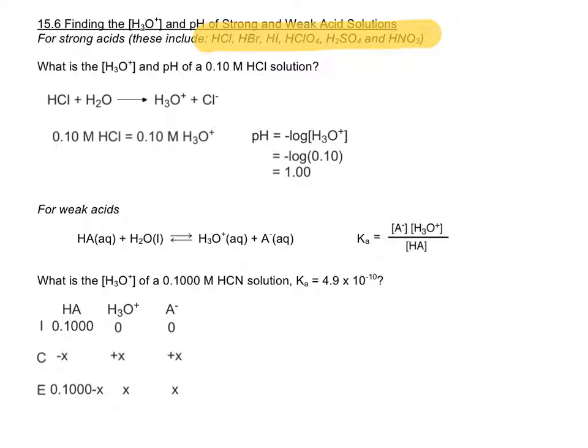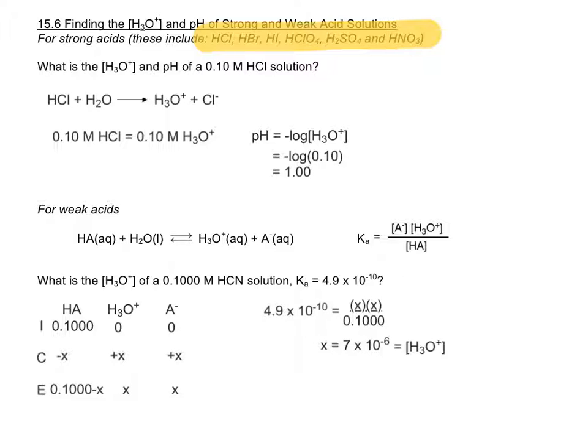So if we plug all of those into our Ka equation and set it equal to 4.9 times 10 to the minus 10, then we can solve for the concentration of H3O+. So we have 4.9 times 10 to the minus 10 equals X squared over 0.1000 minus X. And remember from our equilibrium chapter, if the exponent in our Ka, if the absolute value of that is bigger than 5, then we can ignore that minus X because it's very small. Okay, so that simplifies our equation to just X squared over 0.1, right? And if we solve for X, we get 7 times 10 to the minus 6.